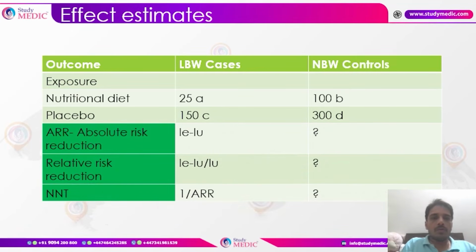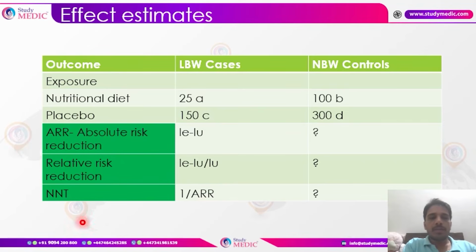Now, look at this scenario. What if the intervention reduces the risk? If the intervention reduces the risk, we can find out the absolute risk reduction using this formula, IE minus IU. Now, what is relative risk reduction? It is the reduction due to treatment compared to those who are not treated. It is given by the formula IE minus IU by IU.